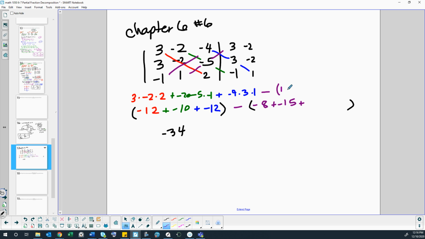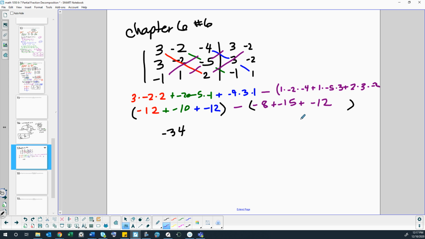So we had 1 times negative 2 times negative 4 plus 1 times negative 5 times 3 plus 2 times 3 times negative 2. Right there, my 2 went wacky. So that's 6, negative 12. So now let's add that whole number together.